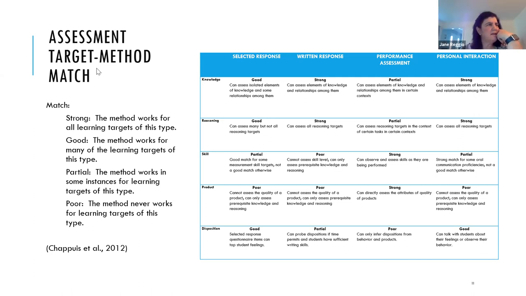So the one we had was skill, and we talked about the skill of being able to communicate in conversation in English. And so again, you have personal interaction as partial. We thought that was strong, because if I could have a conversation with you, that's a great way to assess if you can do it. Right. So really it is a strong match for some or maybe all oral communication proficiencies. But for other skills that are demonstrations of more mechanical or technical skill, it is less of a good match. That's why it's partial. So again, Jane, I agree.